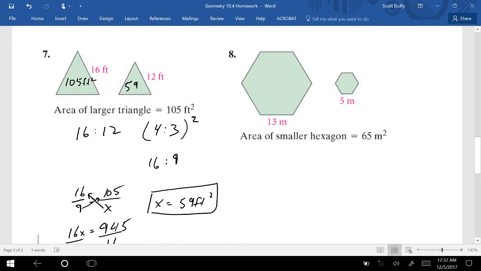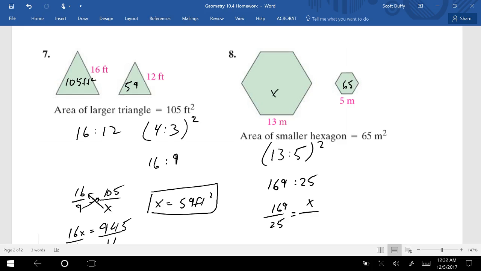Okay, so area of the smaller hexagon is 65. Looking at the ratio of the perimeters, we do 13 to 5. Can't simplify that, so we'll square it. 13 squared, 169. 5 squared is 25. So set that up as a fraction. Big over small. We don't know the big, so that's going to be our x over small, which would be 65. Cross multiply and divide.